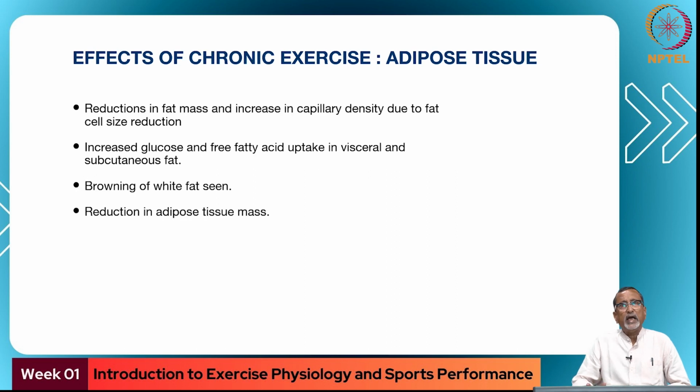What happens to the adipose tissue when you are doing chronic exercise? Reduction in fat mass and increase in capillary density due to fat cell reduction, increased glucose and free fatty acid uptake in visceral and subcutaneous fat. Browning of white fat is quite evident. The reduction in adipose tissue mass is also evident during chronic exercise.